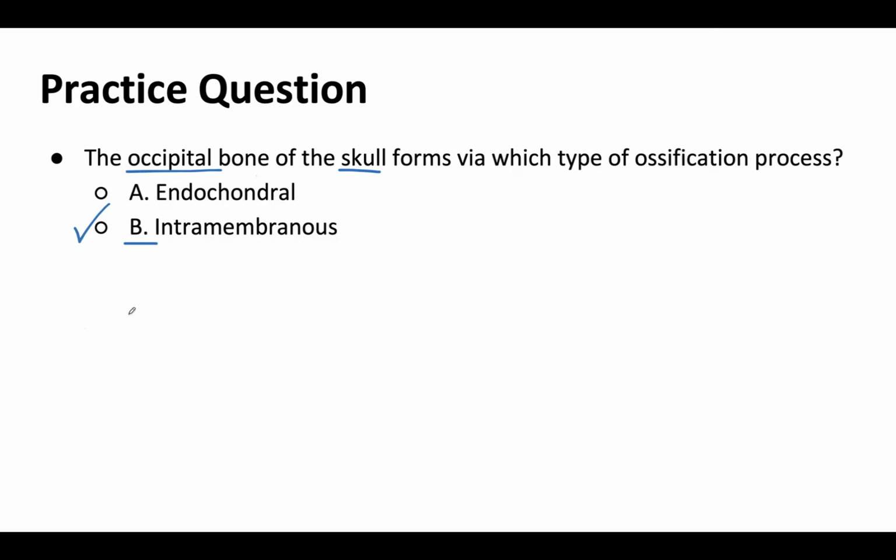Other bones that form through intramembranous ossification include most of the facial bones, the mandible, that medial part of the clavicle. All other bones form through endochondral ossification. So if I had said the rib forms through which type of ossification process, or say the humerus of the arm, that correct answer would have been A, endochondral ossification.